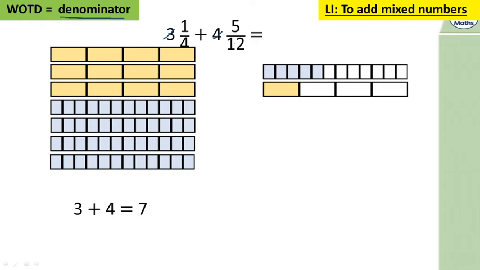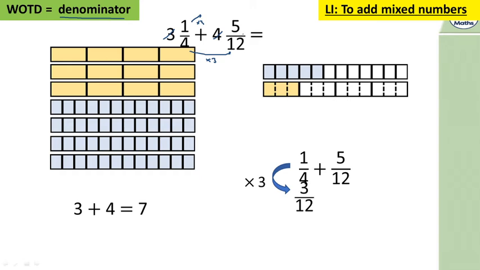1/4 and 5/12. Okay, we need the denominators to be the same. So we need to make our quarters into 12ths. What do you do here? So 4 times 3 will give you 12. So you need to do 1 times 3. So it's going to be 3/12 plus 5/12, which equals 8/12.